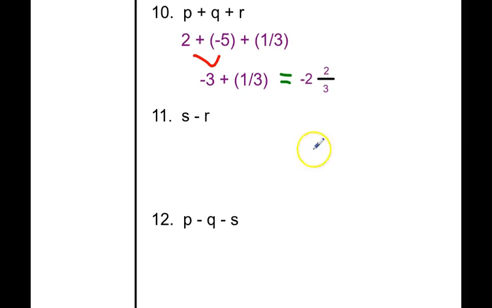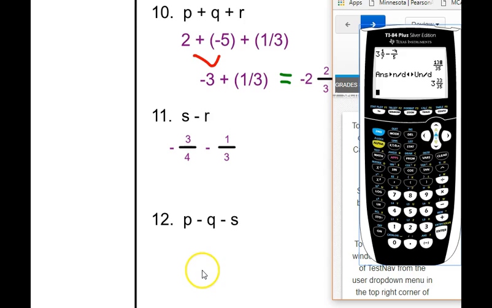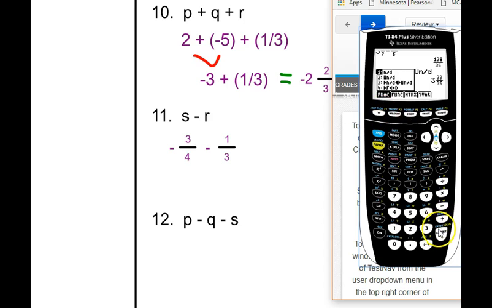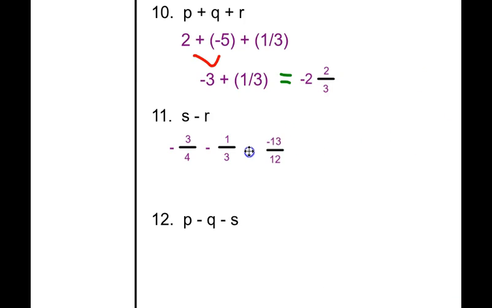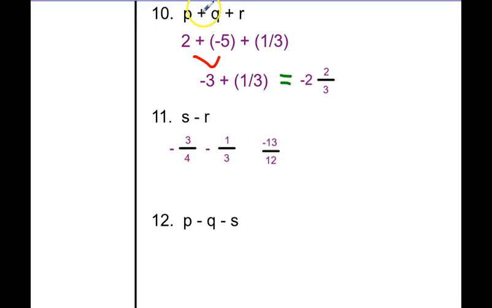S minus R. S is -3/4 minus R, which is 1/3. -3/4 minus 1/3. We can go to our calculator, put in -3/4 minus, and then let's get 1/3. Press enter, and we get -13/12. And if you would like, you are more than welcome to leave your answers as mixed numbers or improper fractions. Either one is okay. So right now, we have -13/12 as our final answer.